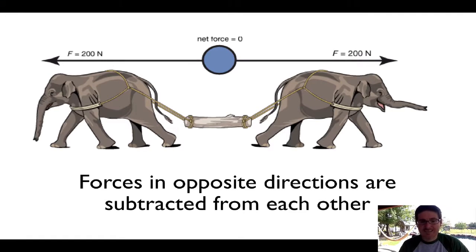The same thing's happening here. Two elephants trying to pull a log in opposite directions, but this time they're pulling with the same amount of force. We still subtract because they're in opposite directions, and we see that the net force on the log is 0. We saw this in our simulations earlier, so we're seeing the same thing here. Opposite directions, so we subtract those forces. In this case, that force turns out to be 0.